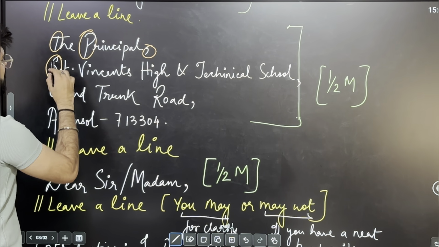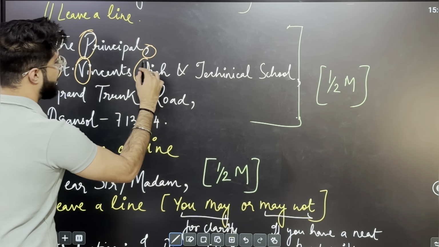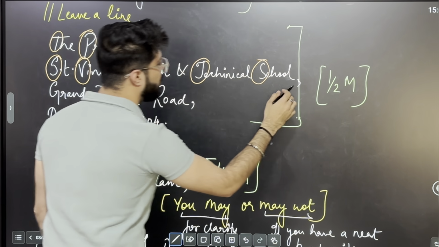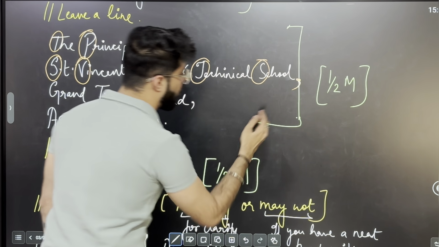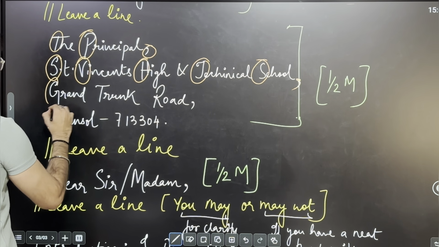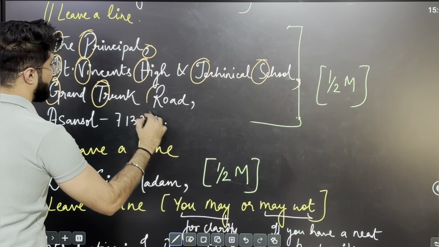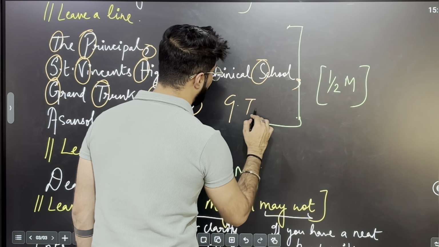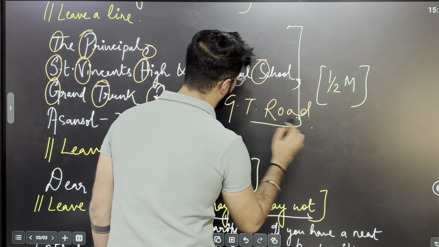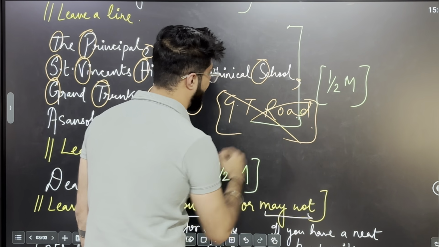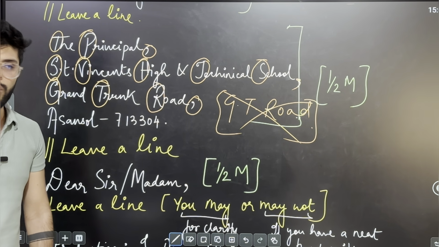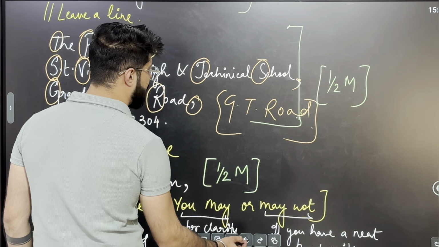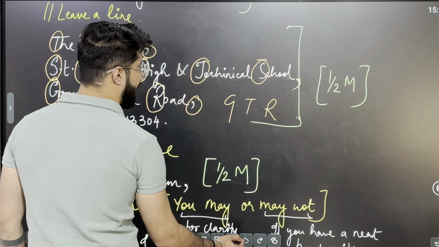write the school name, S capital, V capital, H capital, T capital, S capital. St. Vincent's High and Technical School, and put a punctuation, comma. ठीक है? Now, Grand Trunk Road, all in capital letters and comma. Sir, can I write GT Road? No dear, you cannot write abbreviated addresses. This is incorrect. ठीक है? Do not write GT Road, write Grand Trunk Road. Do not write MG Road, write Mahatma Gandhi Road. Okay?